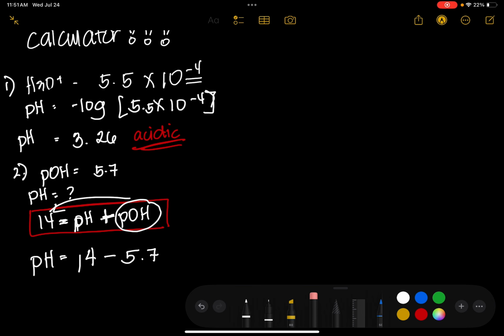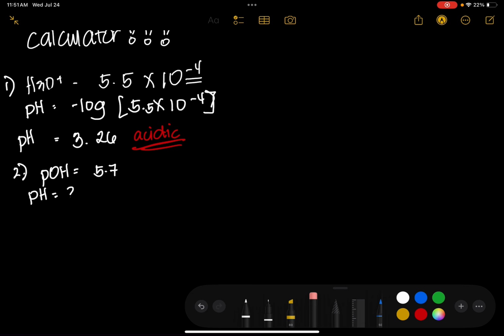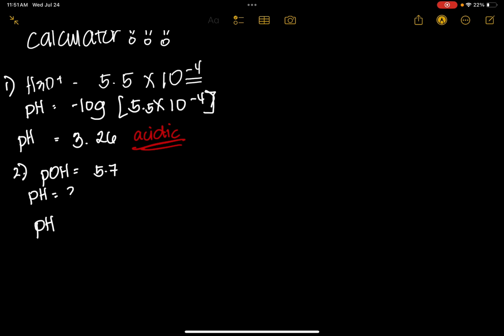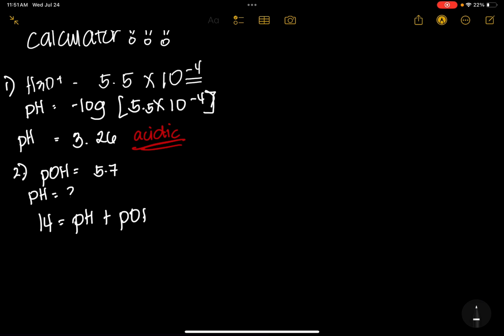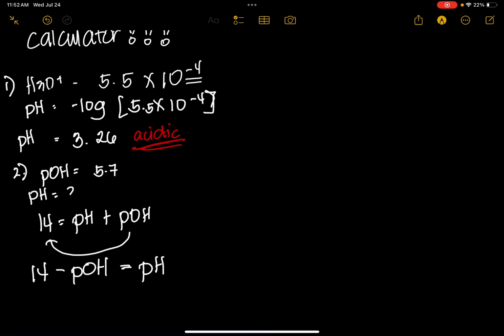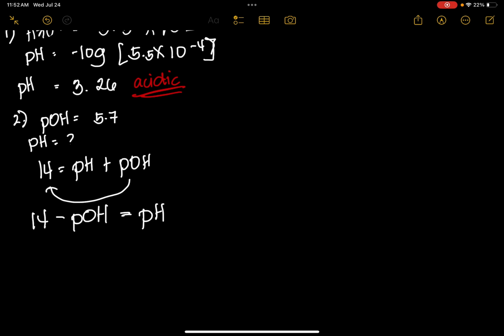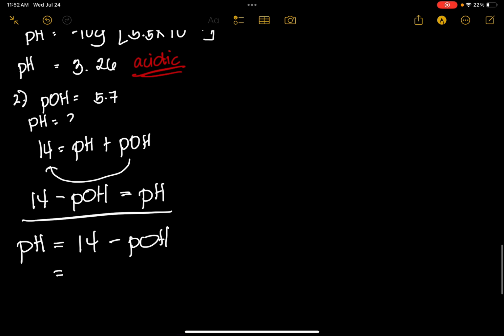Again, I will repeat and delete this one. Okay. We will use the formula 14 is equivalent to pH plus pOH. So, we need the pH. So, pOH must transfer to the 14. So, 14 minus pOH is equivalent to pH. That is what happens. The correct way to write it is pH is equivalent to 14 minus pOH. So, we plug in 14 minus 5.7. pH is equivalent to what? 8.3.